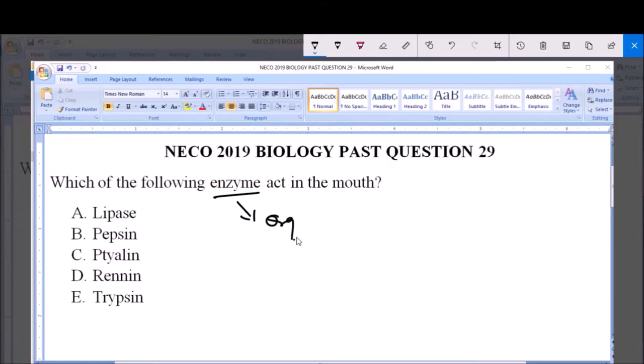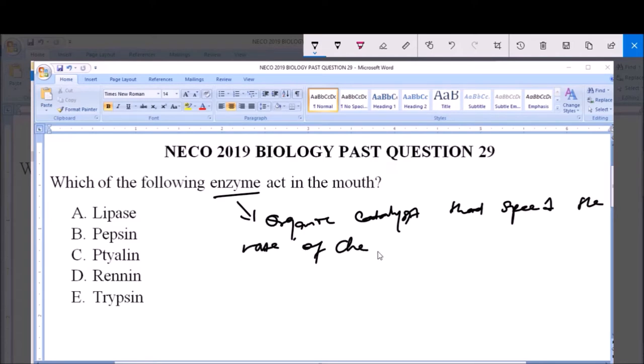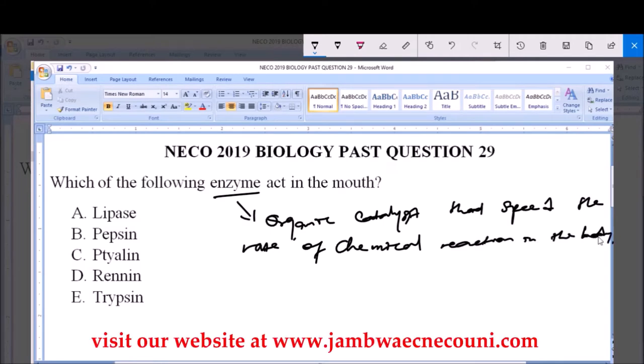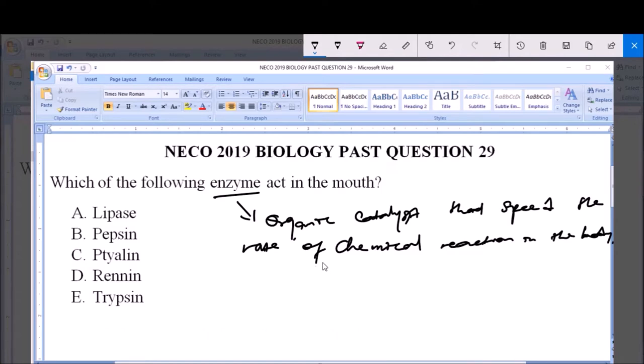Enzymes are organic catalysts, or you can call them biological catalysts, that speed up the rate of chemical reactions in the body. So you can actually say they speed up the rate of metabolism. Now, each of these enzymes has its own location, that is, its particular part where it is located, and they are secreted by different organs.